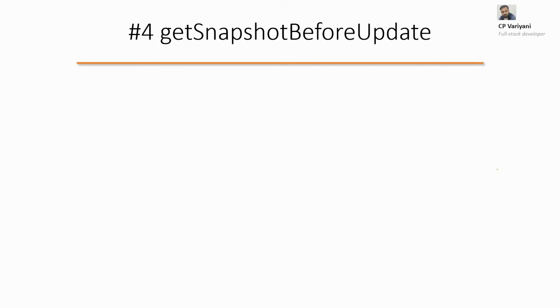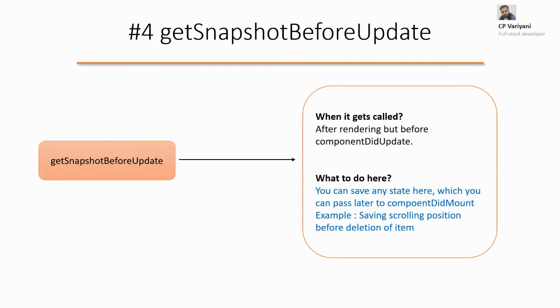Then we have getSnapshotBeforeUpdate. This is again very rarely used, but the objective of this is that before anything gets updated, let's suppose you have some array, and you are deleting some items from that array, but you want to preserve that state in any scenario. So you can keep that state in getSnapshotBeforeUpdate.